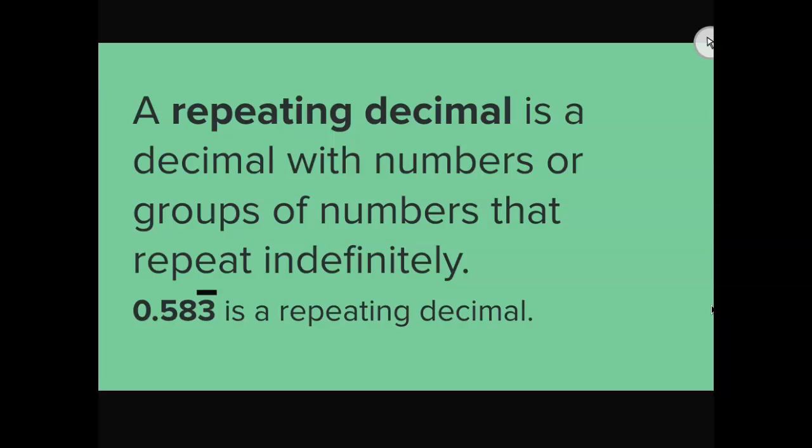So a repeating decimal is a decimal with numbers or groups of numbers that repeat indefinitely. So the one we just did, 0.583, with the 3 repeating, that's a repeating decimal. So we just put a bar over whatever repeats. In this case, it was only the 3.